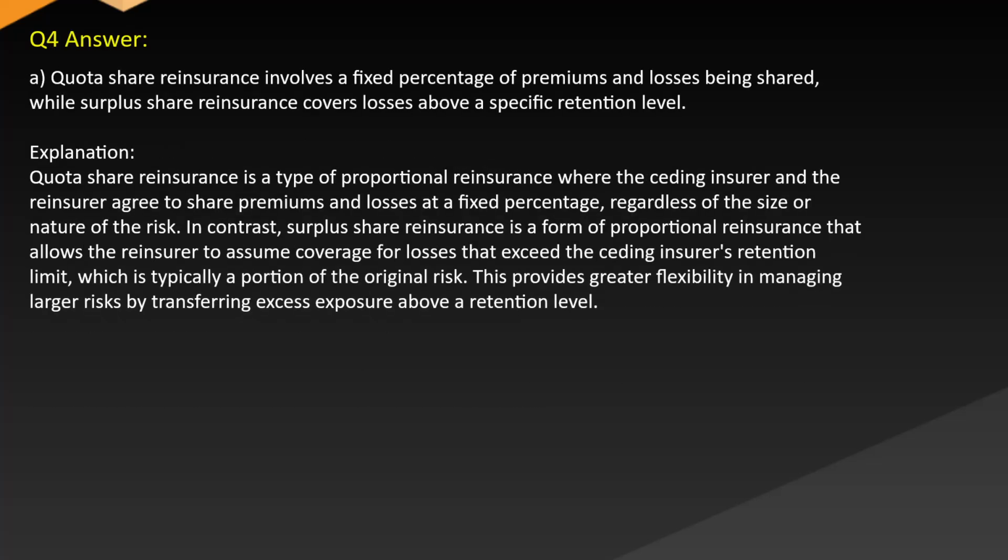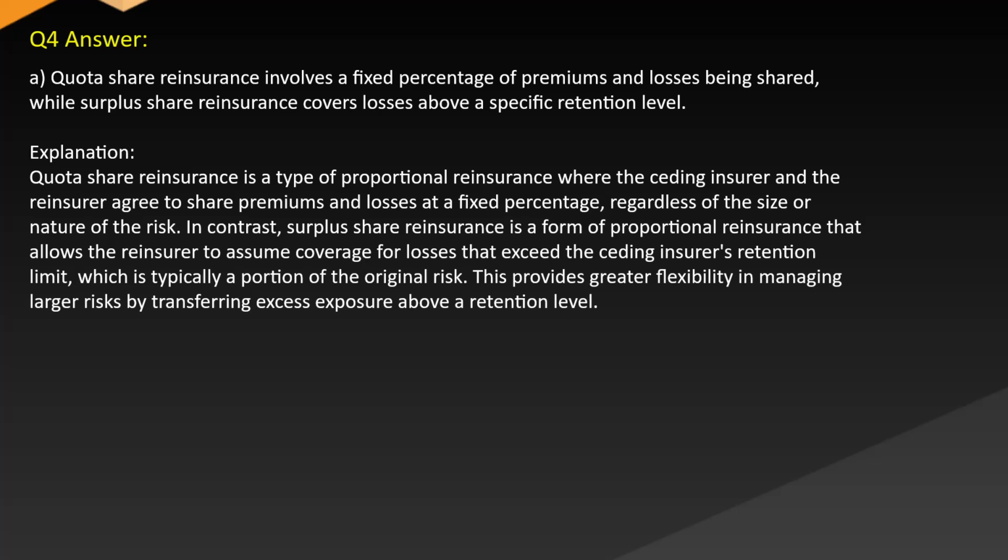Answer A. Quota share reinsurance involves a fixed percentage of premiums and losses being shared, while surplus share reinsurance covers losses above a specific retention level. Explanation. Quota share reinsurance is a type of proportional reinsurance where the ceding insurer and the reinsurer agree to share premiums and losses at a fixed percentage, regardless of the size or nature of the risk.